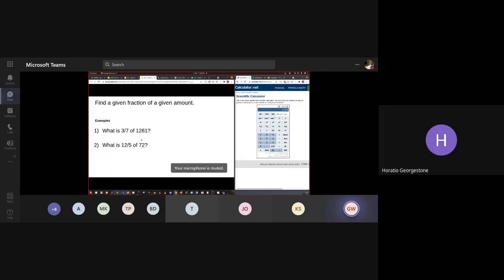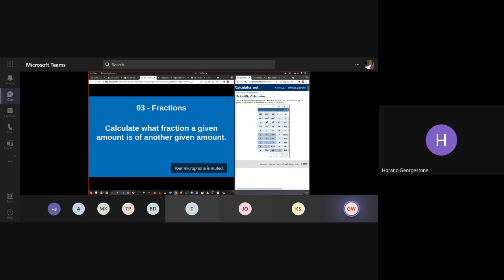Okay, so calculate what fraction a given amount is of another given amount. So, for example, what fraction of 567 is 49? Or what fraction of 81 is 153? What is 156 as a fraction of 276? Okay, so to do these questions, you just divide. So if you want to know what fraction A is of B, then you just need to divide A by B. So it'd be easier if I just show you an example.